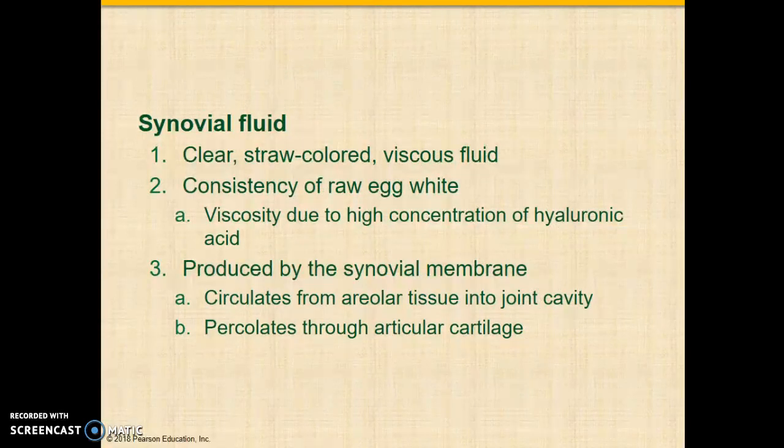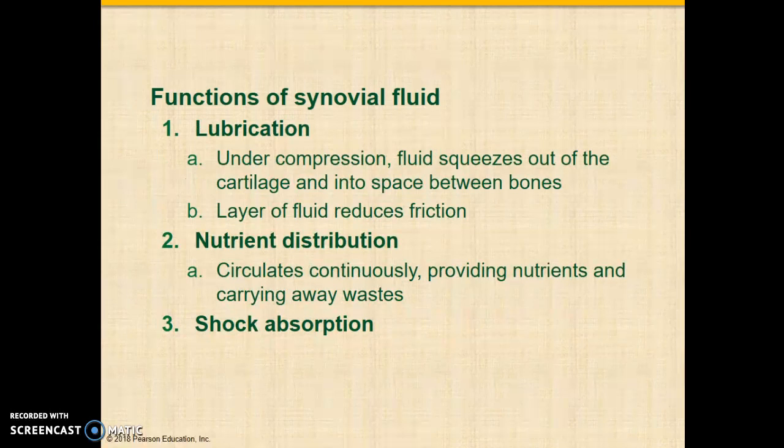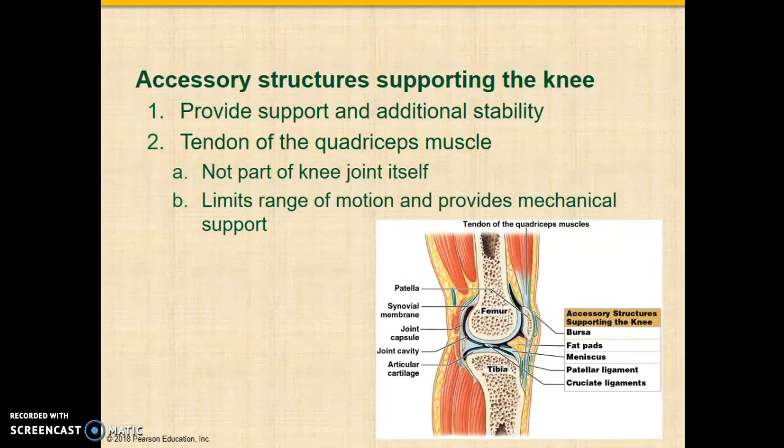This synovial fluid is clear and viscous. It has a high concentration of hyaluronic acid, and it's produced by the synovial membrane. It lubricates, it allows nutrient distribution, as well as acting as a shock absorber. So there are accessory structures to the knee. In Moodle, there is a knee diagram. You need to print that out and be able to label that.